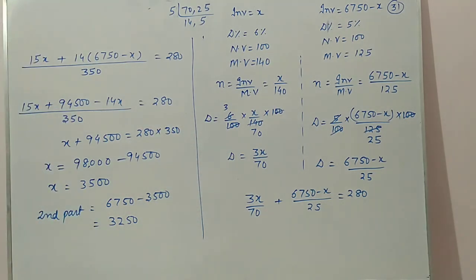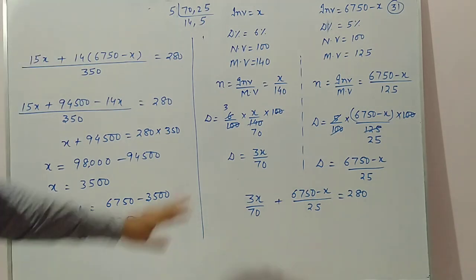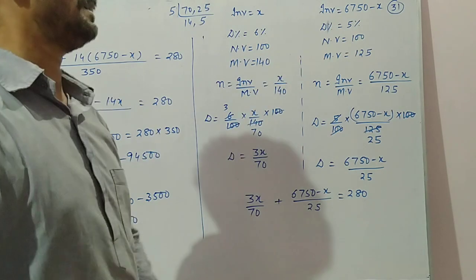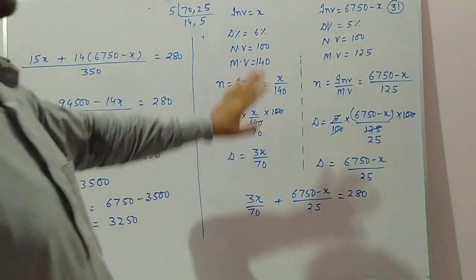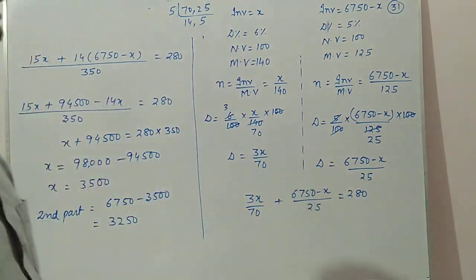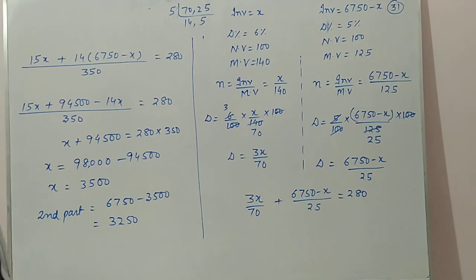So here, what have you done? See here, he has invested 6,750 in 2 shares, partly in one share of 6% at 140 and the remaining part in 5% shares at 125. Let the investment in the first part of the share be x. So the remaining part will be 6,750 minus x.